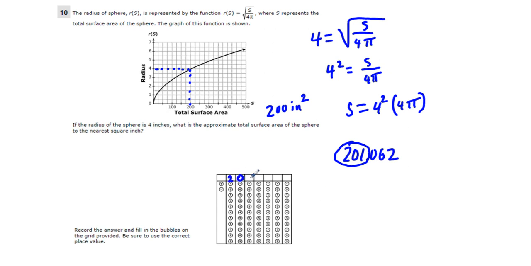Now the real temptation here is to look strictly off the graph. And if you look strictly off the graph and don't go deeper into the equation, you would pick 200 instead of work it out and get 201. So just a caution. Work it out every which way if you can.